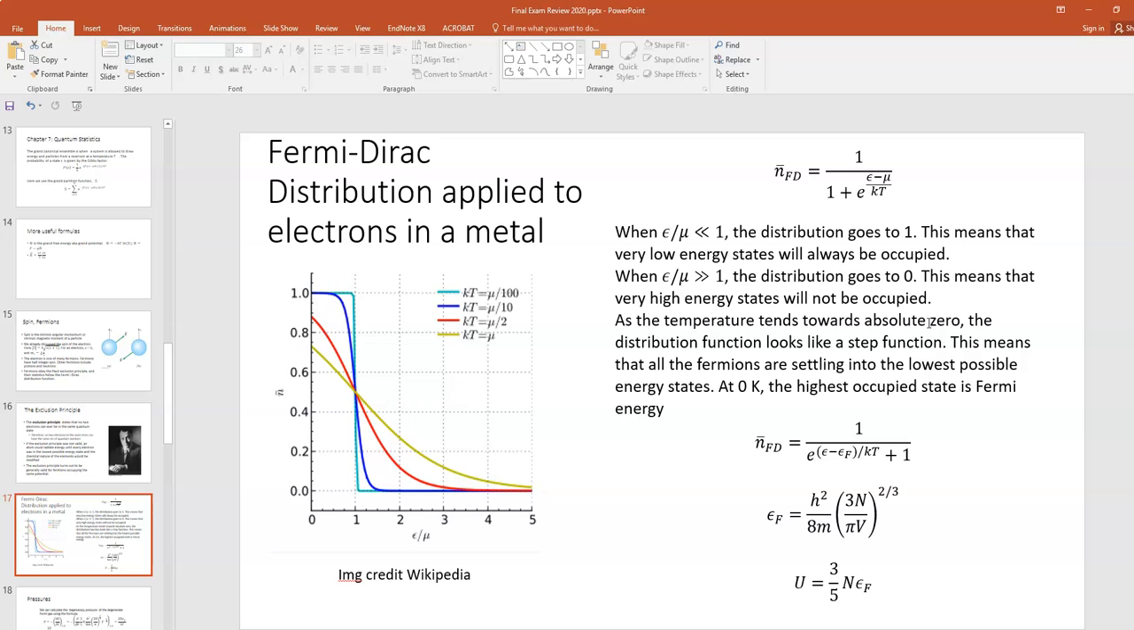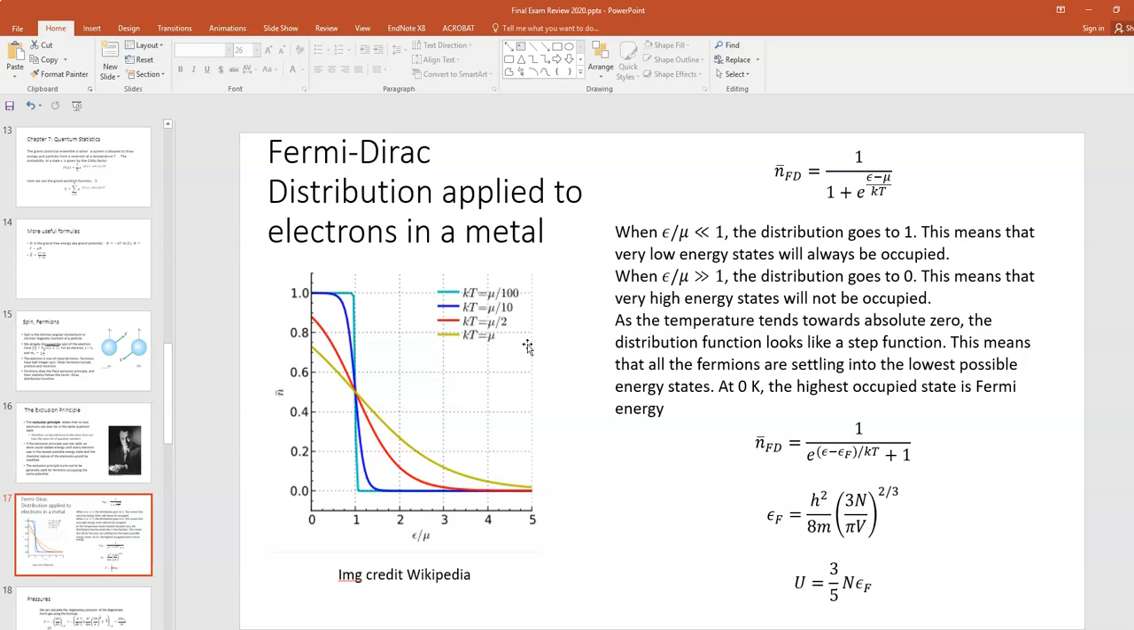Now, as the temperature of the system tends toward absolute 0, so as kT goes to 0, the distribution function starts looking a lot more like a step function. That's pictured over here in this little graphic. Here we have kT equal to mu over 100, so it's really cold, and you can see that's that cyan curve, so it's more like a step function. But as kT gets closer and closer to mu, the distribution function starts to round off and then eventually looks more like a decaying exponential, where kT is equal to mu.